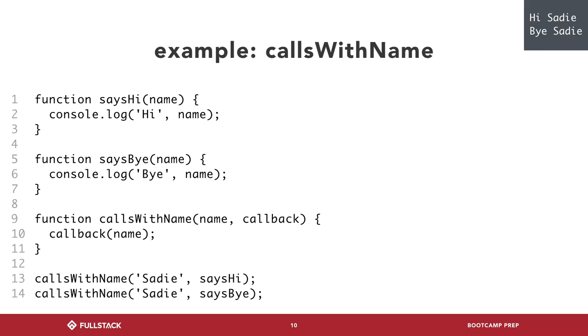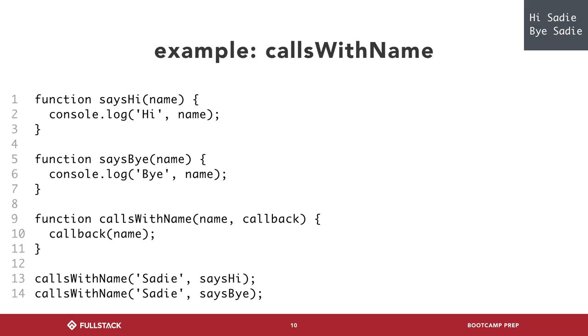So calls with name takes in 2 arguments, name, which is Sadie, and then callback, which is says hi. And then if you notice on line 10, what we're actually doing is we're saying, hey, let's now invoke callback with this name as the first argument. So only after line 10 runs do we then go to says hi, and we invoke and we pass in Sadie as a name, and then we console log out hi Sadie.